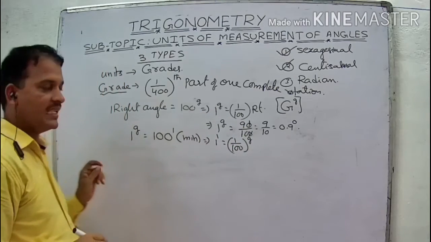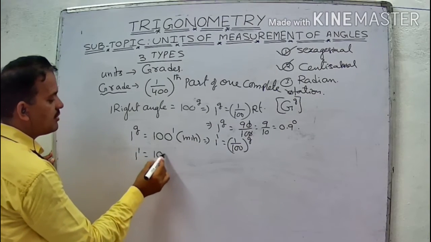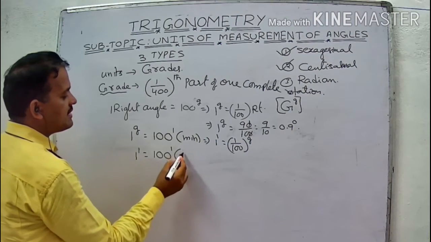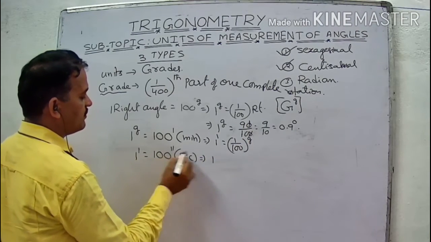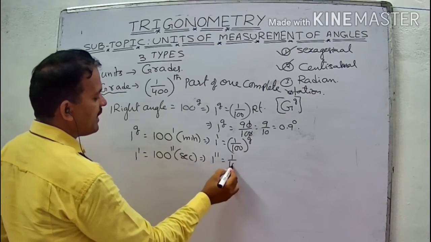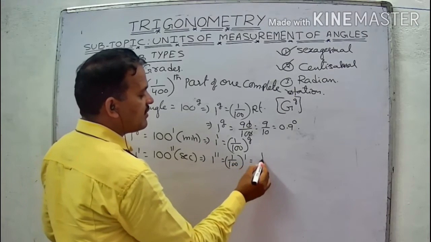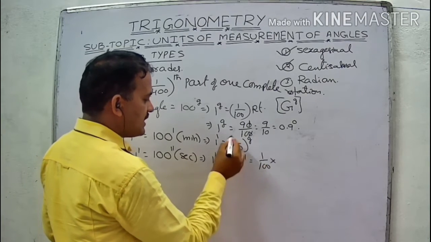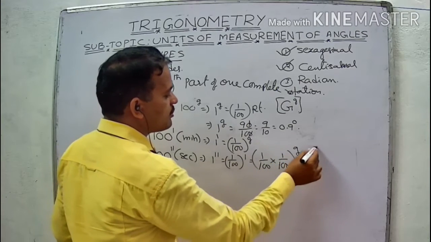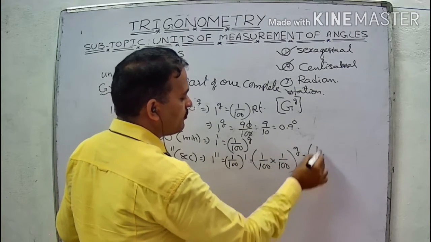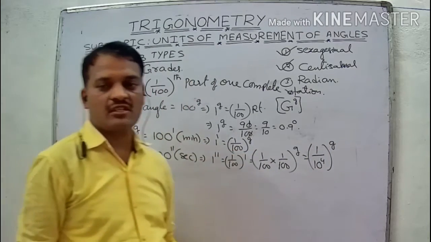Similarly, here 1 minute is again divided into 100 equal parts. Each part is called a second. So that implies 1 second equals 1 by 100 minutes. Again this 1 minute is nothing but 1 by 100 grades. So substitute here, that equals 1 by 10 to the power of 4 whole power of G. This is the conversion of grades, friends.